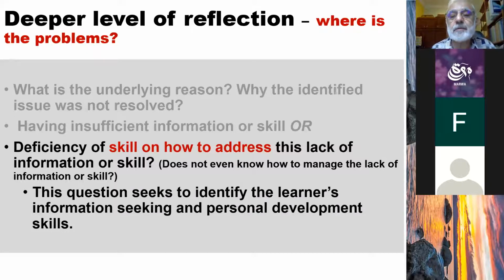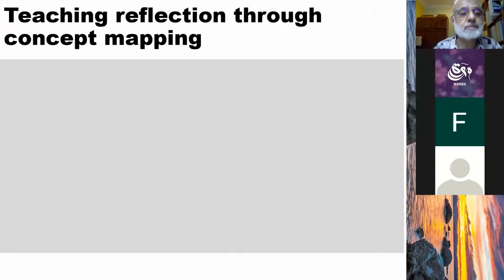So again, from a simple reflection and identifying the shortcoming and addressing it, the next level would be why this shortcoming is there, whether it is related to the skills of self-regulated learning of the individual.